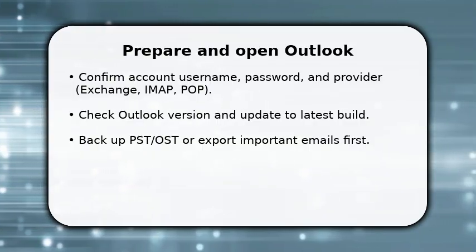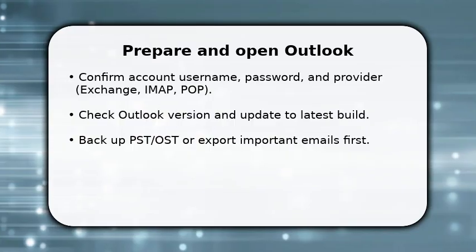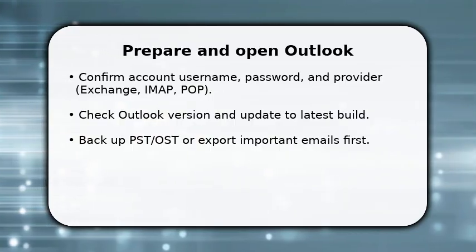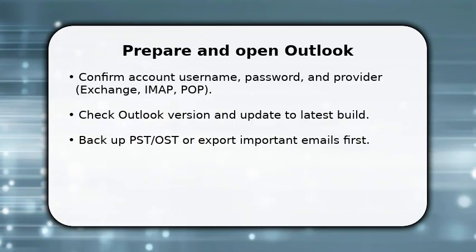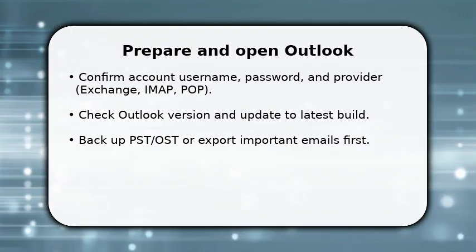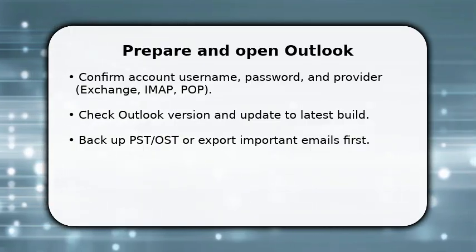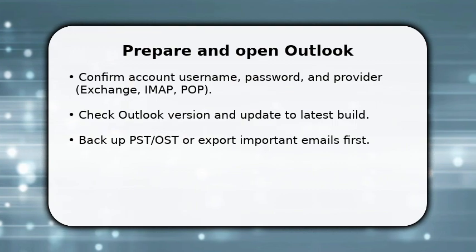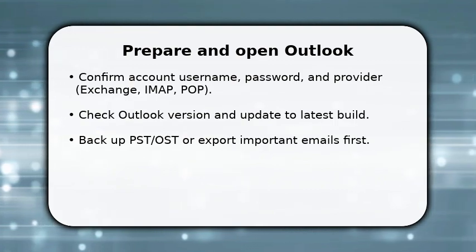Make sure Outlook is updated so settings pages match these instructions, and export any critical mail to a PST to avoid loss. Now that prerequisites are complete and you can see the account list, proceed to verify server details for the specific account you need to fix.